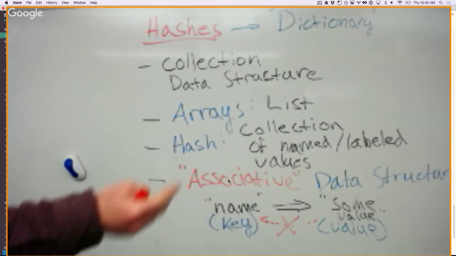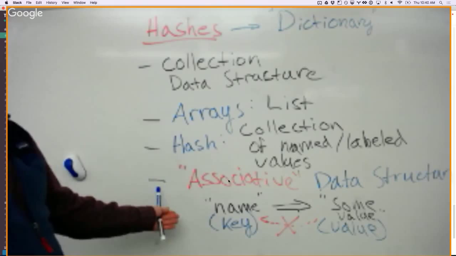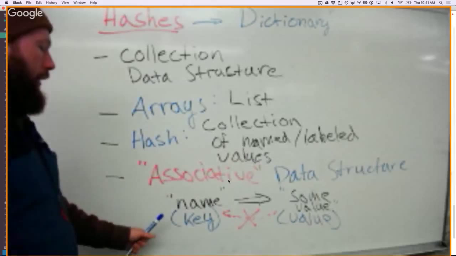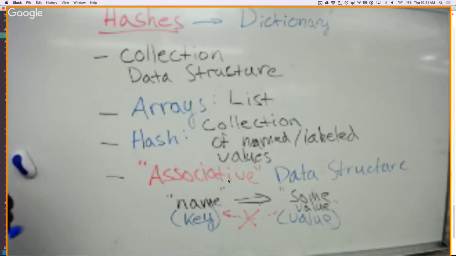With a hash, this use case of being able to say, okay, some arbitrary associations between some names and some values, it turns out to be a super flexible tool, a super powerful tool, a tool that we'll use to solve a lot of different problems day to day.